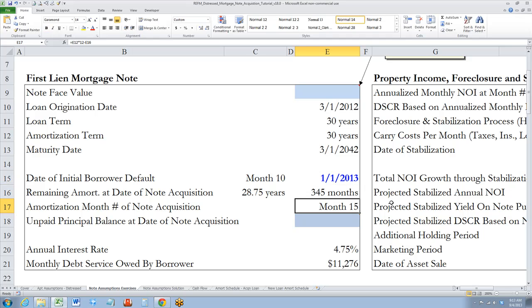When we know the month at which the amortization stopped, we can then solve for the unpaid principal balance at that point simply by looking to the amortization schedule for the original note.